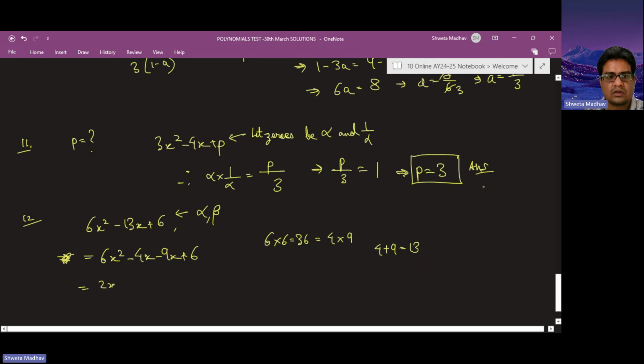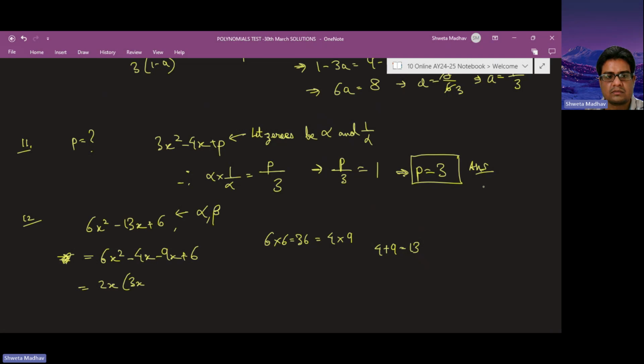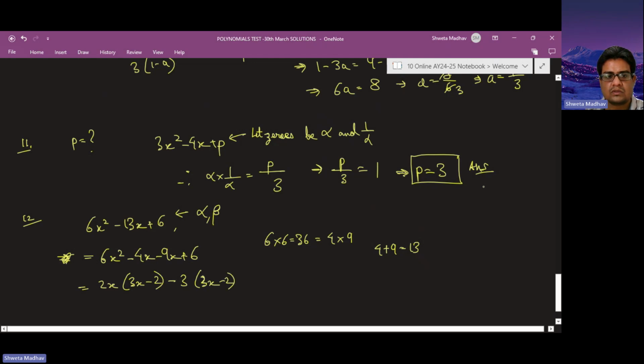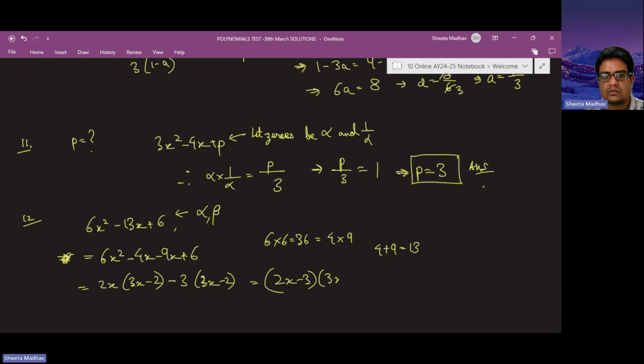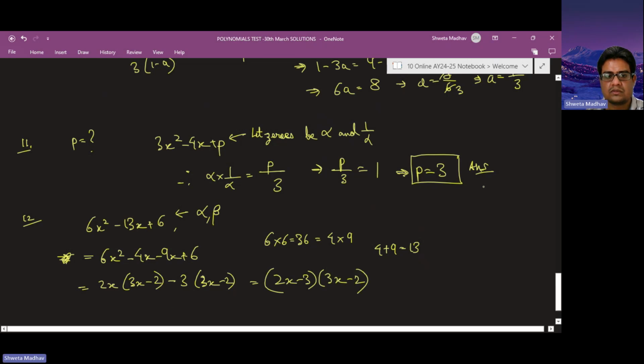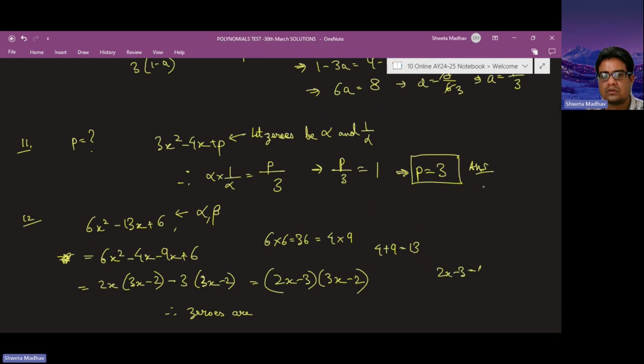2x we can take as common. So 2x into 3x minus 2, minus we can take 3 as common from these two, minus 3 into 3x minus 2. So then we will get 2x minus 3 into 3x minus 2. So hence, therefore, the zeros are, we will have to do 2x minus 3 equal to 0, then we will get x equal to 3 by 2. And if we take 3x minus 2 equal to 0, then we will get x equal to 2 by 3.